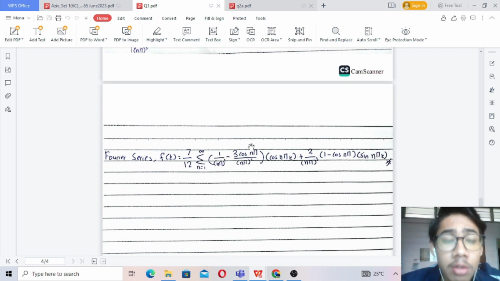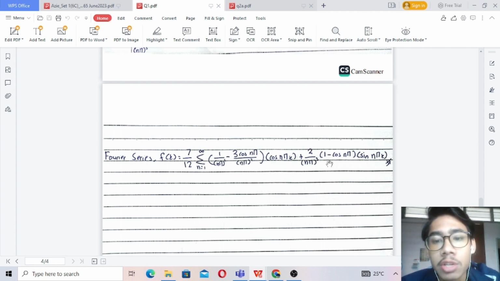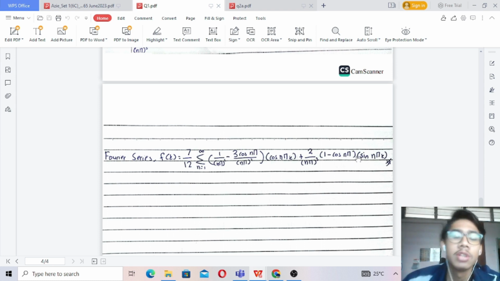So the answer for the Fourier series, we put the value of a naught, an, and bn in the formula, and we get 7 over 12 plus the summation of (1 per n pi square minus 3 cos n pi per n pi square) cos n pi x plus (2 per n pi cube)(1 minus cos n pi) sin n pi x. So that is the answer for question 1, the Fourier series at B.